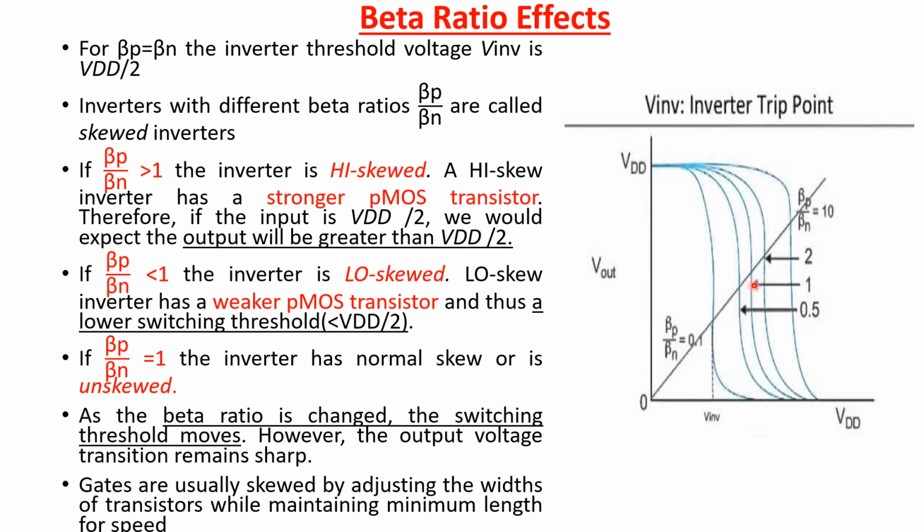As beta ratio changes, the switching threshold moves. If beta p by beta n is equal to 1, then the switching point is 2.5. If beta p by beta n is greater than 1, the curve shifts towards the right side, and if beta p by beta n is less than 1, the transfer characteristic shifts towards the left side.